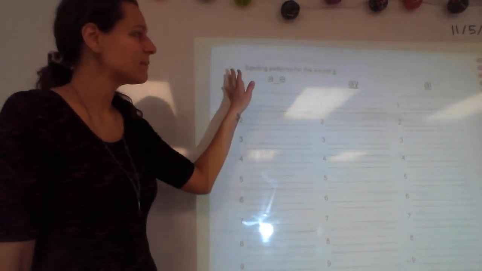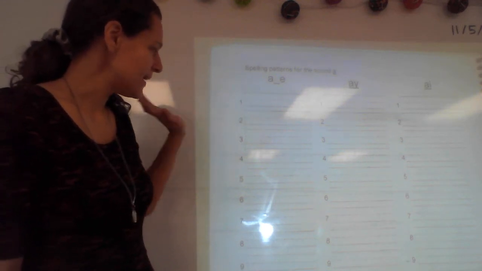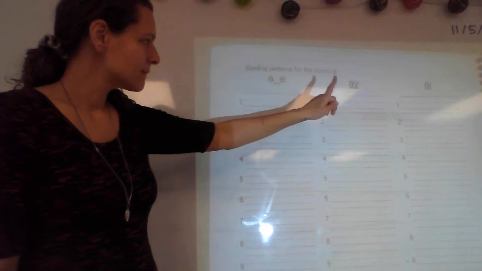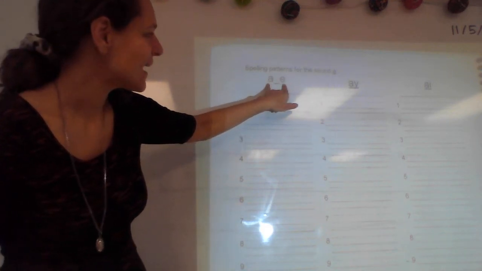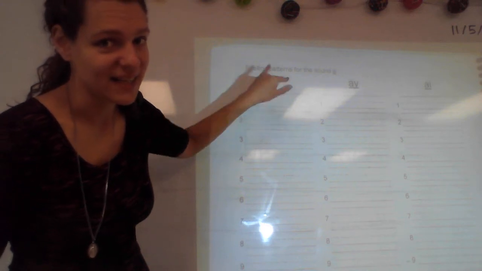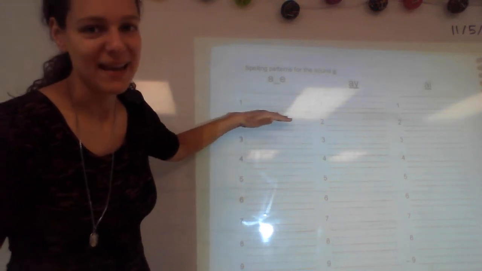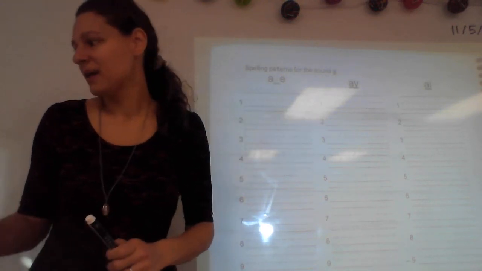All right, our spelling patterns for the sound A. So where are we going to write base? Good, our first column is a, saying A because there's a silent final E, job 1. Go ahead and write base. Say the sounds while you write them.